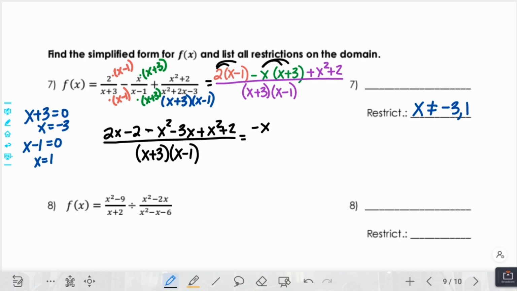And then our denominator, x plus 3 and x minus 1. I can't simplify that, so that's my final answer. You could write this as negative 1 times x, or even put the negative out front of the whole fraction, but I'm going to leave mine in the numerator for now.